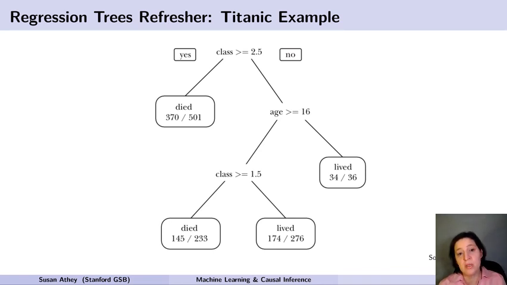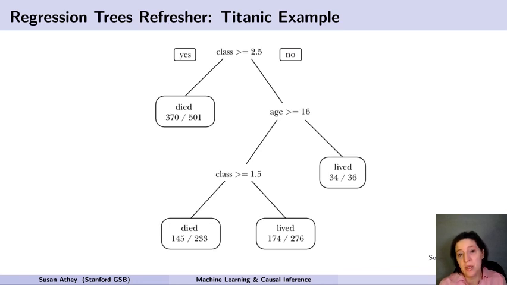But one reason that regression and classification trees have been incredibly popular since they were introduced, and this is a machine learning model that's been around for decades, is that they're very easy to explain to people. Once you see the tree, you have to, of course, understand how you got the tree, but once you see the tree, the predictions are simply going to be based on the proportions in the leaves.